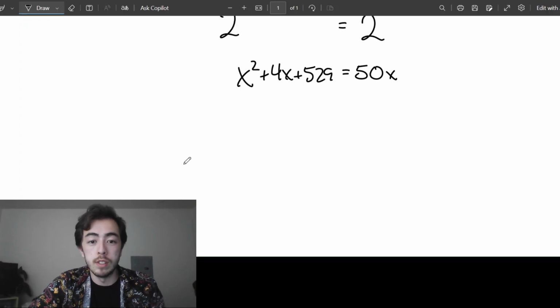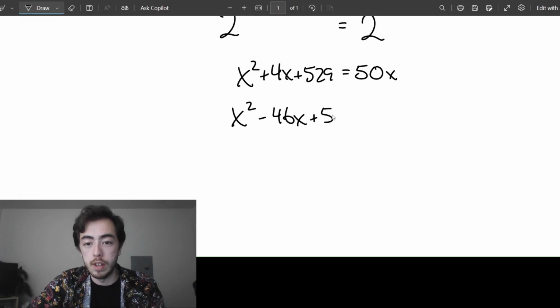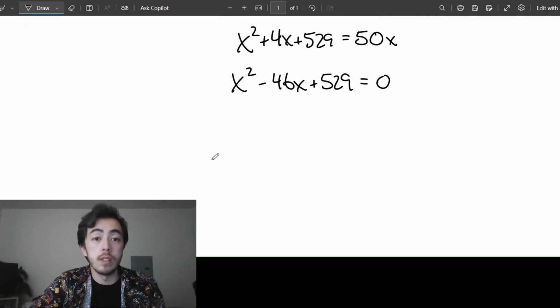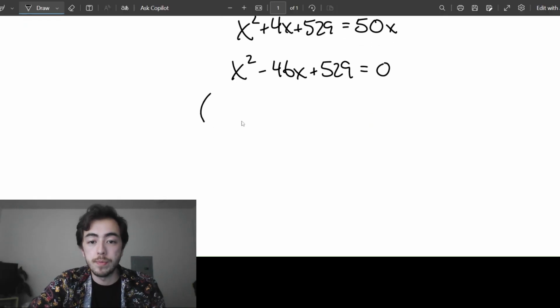I'll set it equal to 0 by subtracting 50x from both sides. So I'm going to get x squared minus 46x plus 529 equals 0. And now I want to use the zero product property to split my factors and get two things being multiplied.